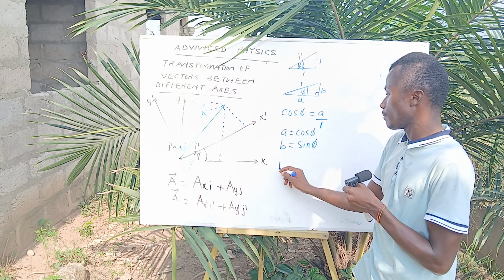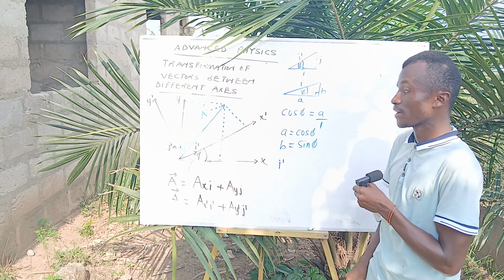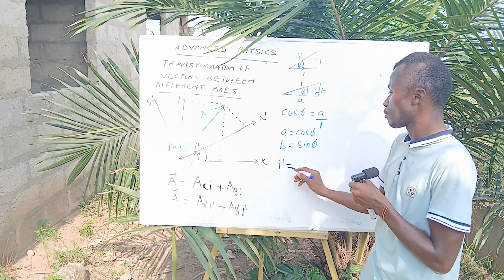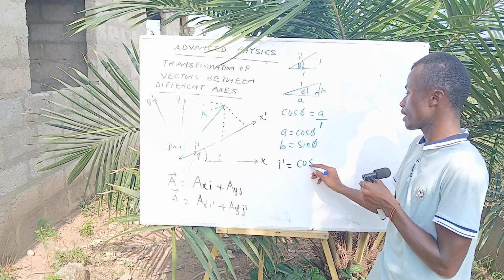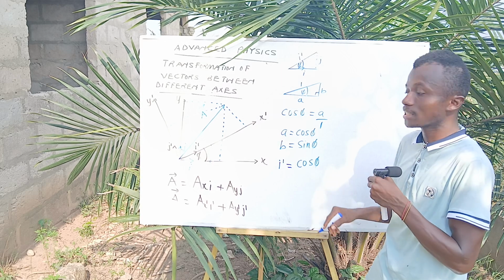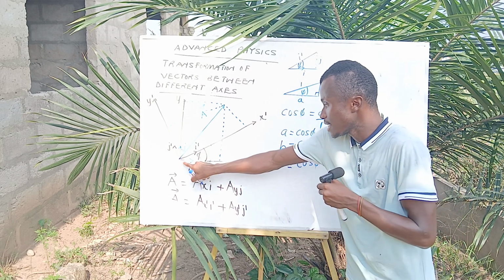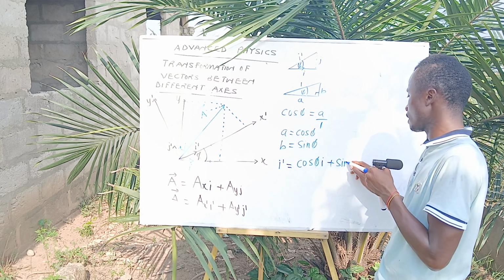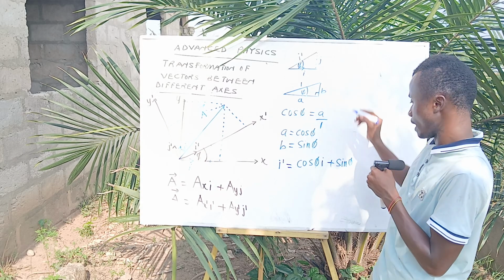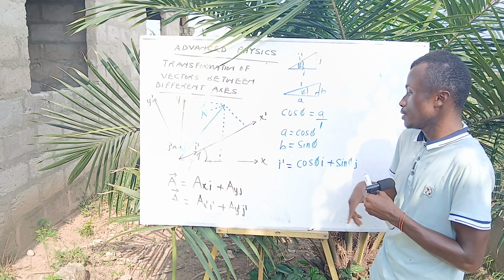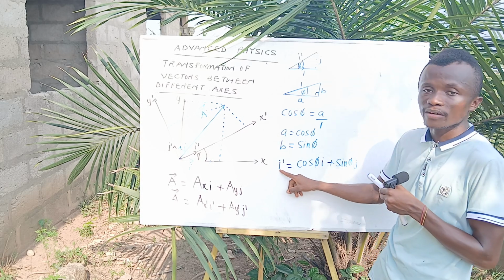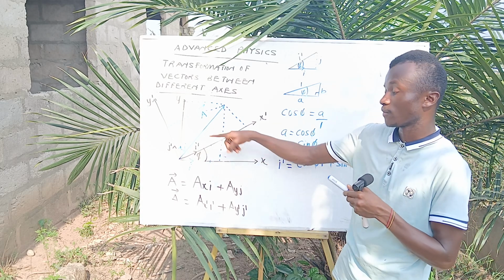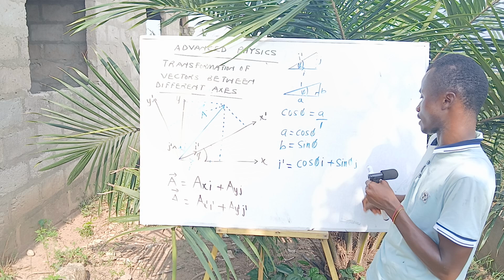So I prime, which is a vector, is equal to cos phi is the magnitude, but in which direction? Cos phi in the I direction, so cos phi I plus sine phi in which direction? In the j direction, so j. So vector I prime, which is a unit vector in the x prime direction of the new axis, will be cos phi I plus sine phi j.